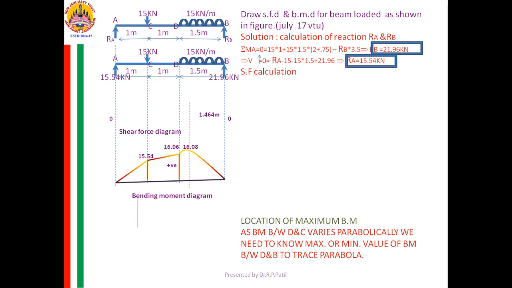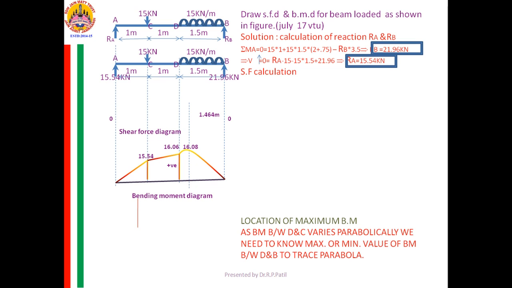For SF diagram, left and right of point load means we are having the 3 point loads here: 15.54, 15, 21.96. I need to calculate the SFs at left and right of these points. Apart from that, I need to calculate the SF at beginning and end of UDL, that is at D and say the left of B.